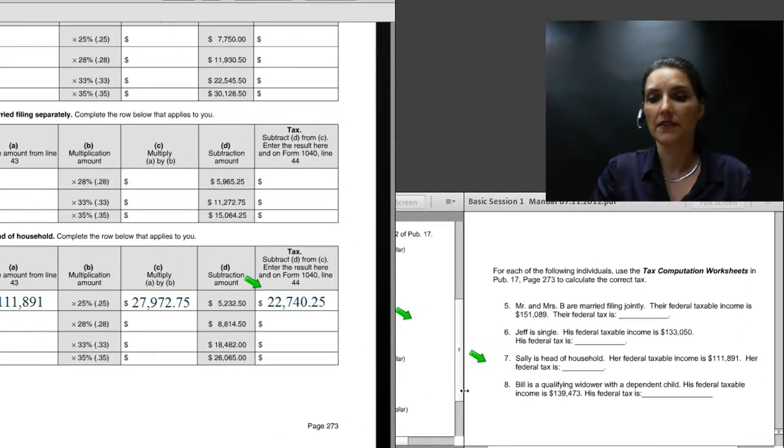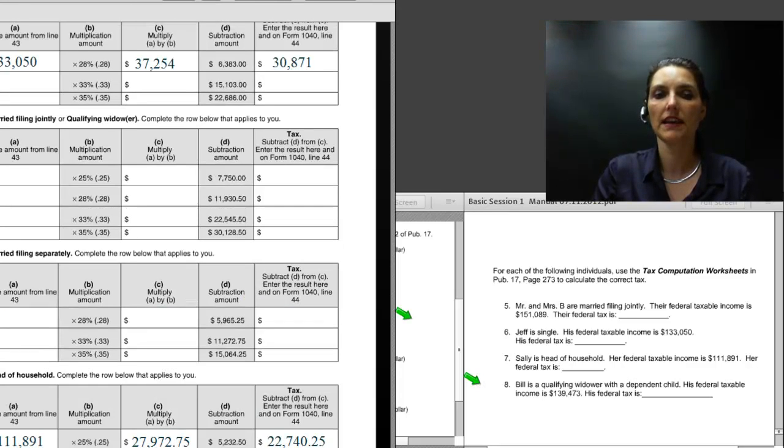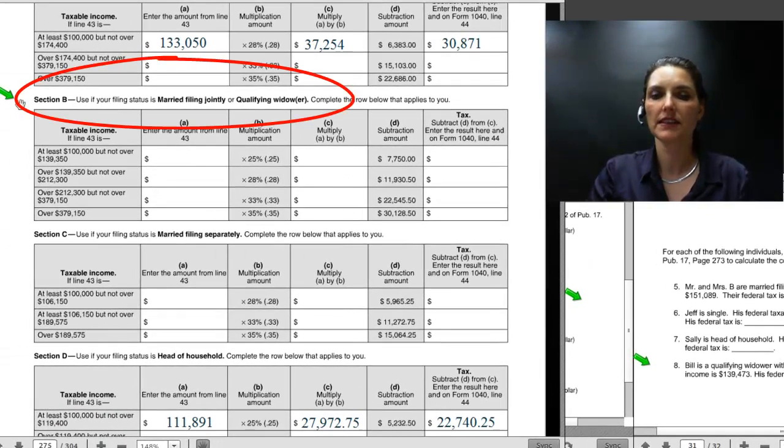And in this case, the income is $139,473. That is greater than $139,350. So we're going to move over to the next section of this table, and we will enter $139,473 in column A. Next, we multiply that out by 28%, and we get $39,052.44.